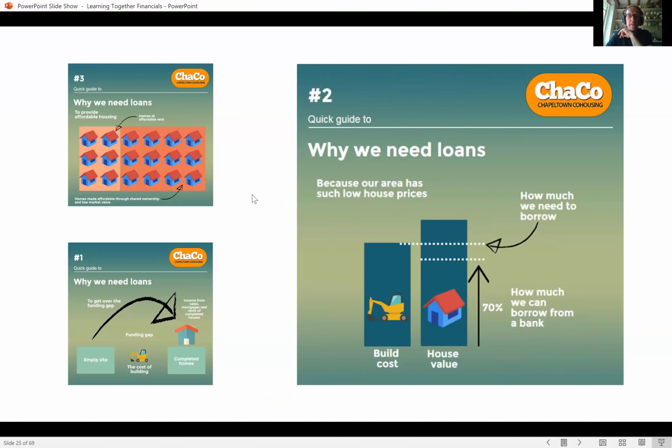And why they need that extra loan stock funding is because the mortgage will only pay a certain amount, the loan to value ratio of the house, which is in this case 70%. So they can borrow that much of the house value, and then the rest has to come from other sources, which includes loan stock and then capital from other members. So it's quite a complicated financial model to work out where all that different money is going to come from to make it all work.